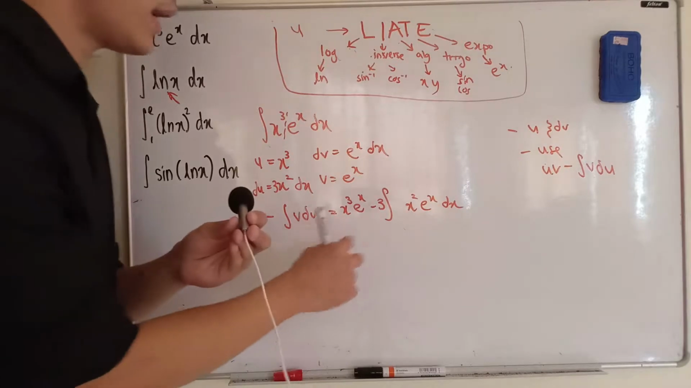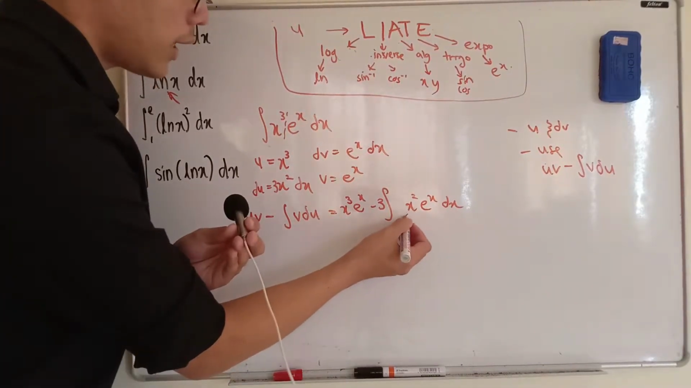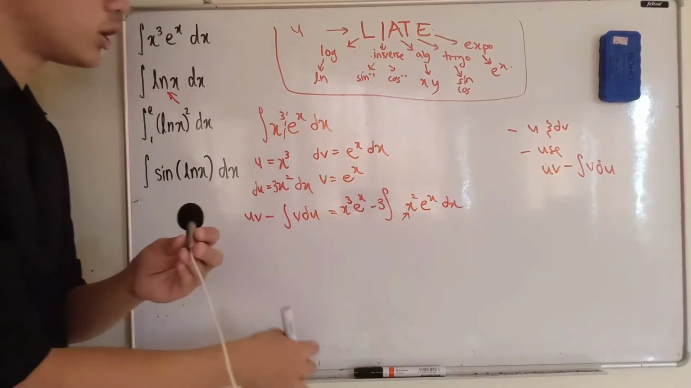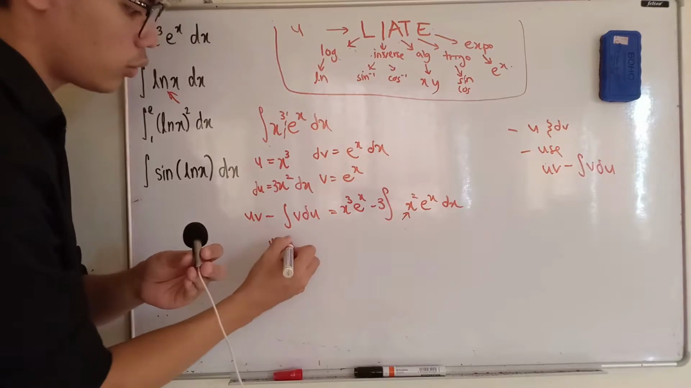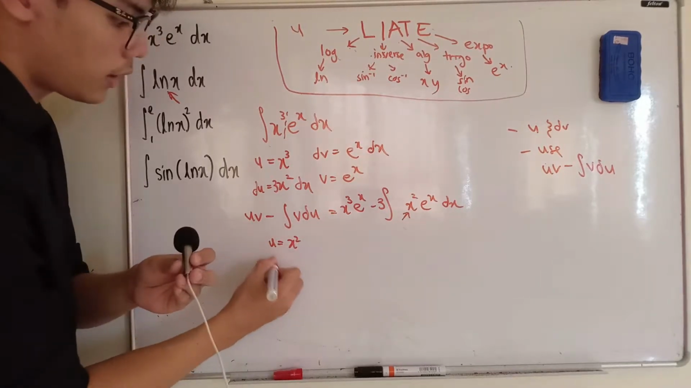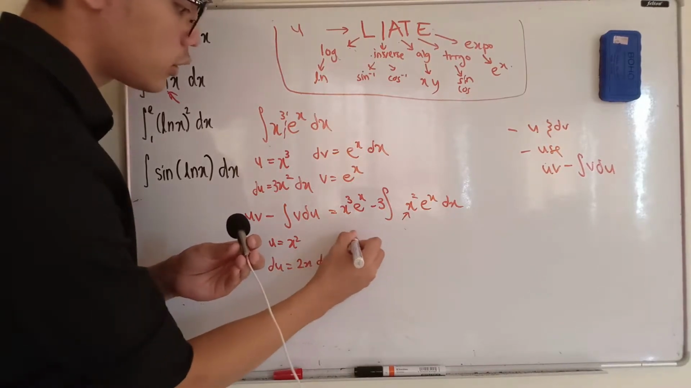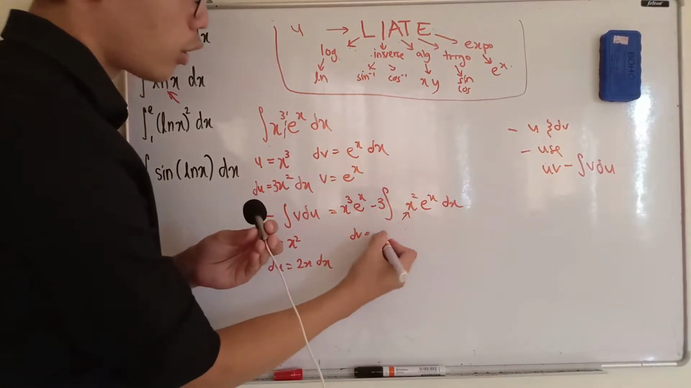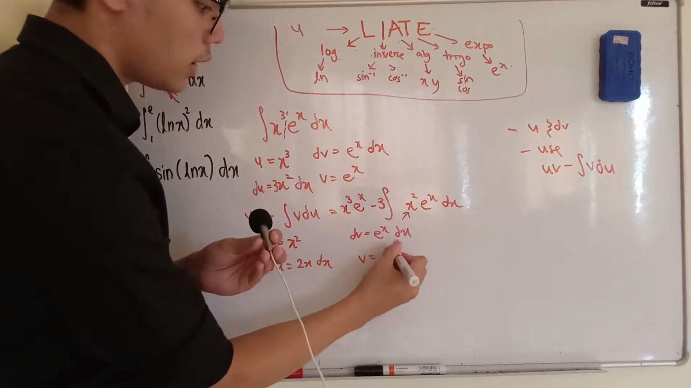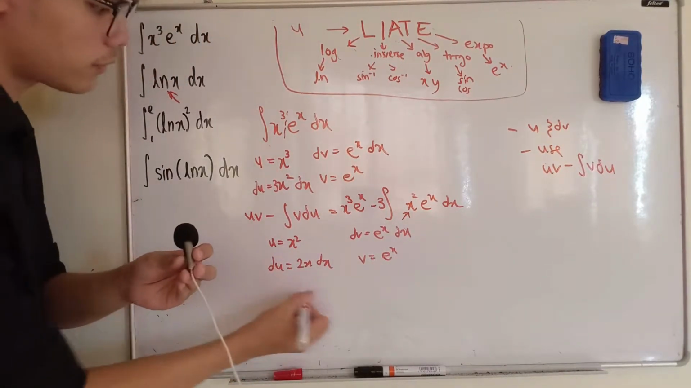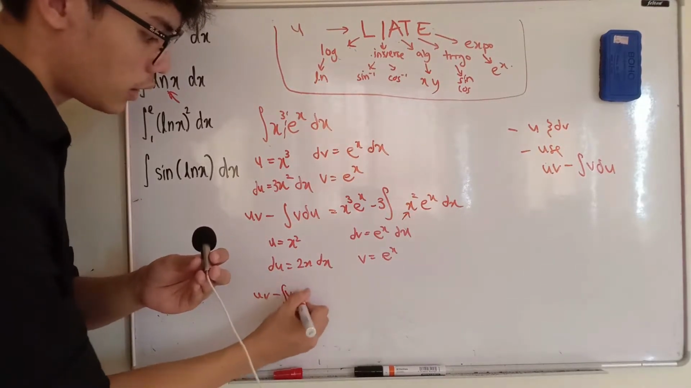After that I need to do integration by parts again, because I still have algebra and exponential. I choose algebra as my u, so u is s squared, and du is 2s ds. Then dv is e^s ds, and v is e^s only. Use the same formula, uv minus the integral of v du.